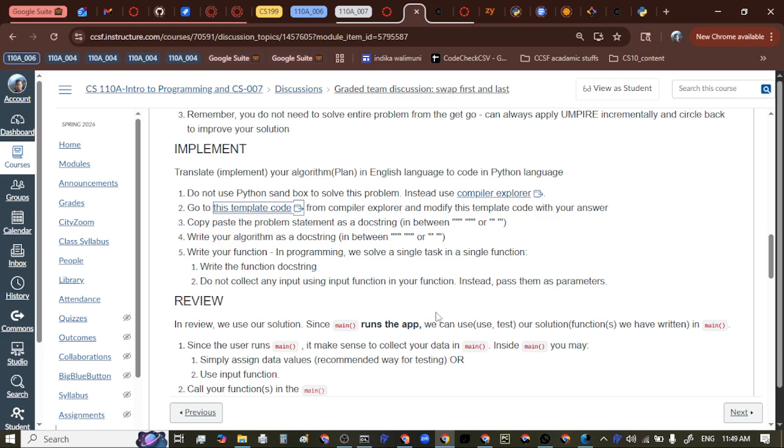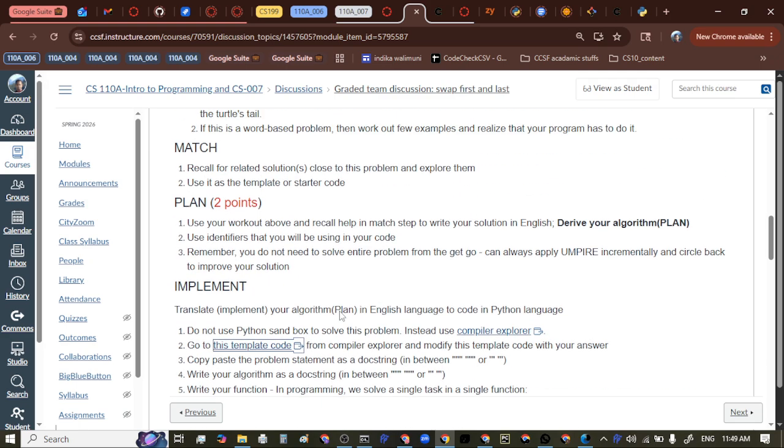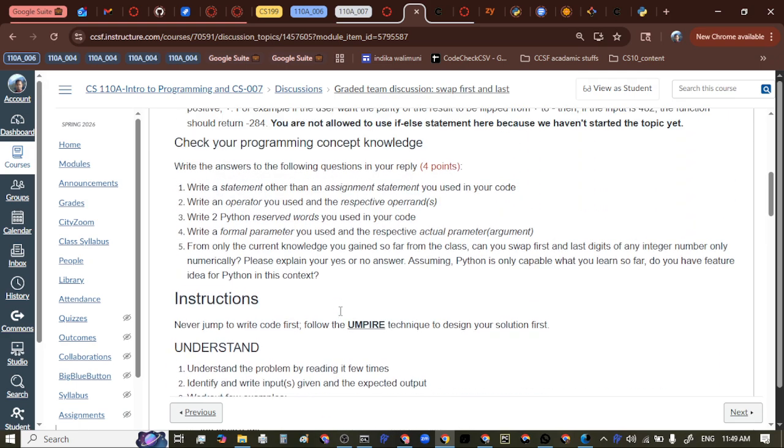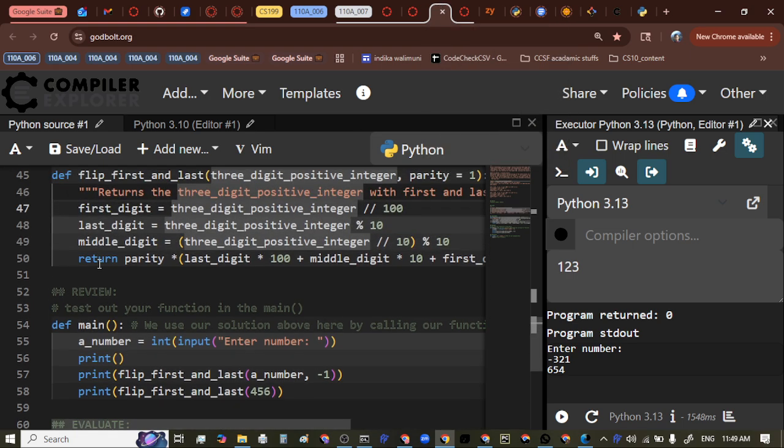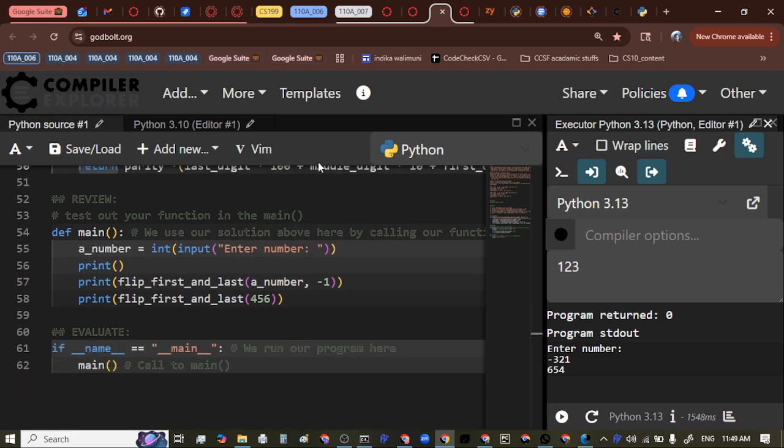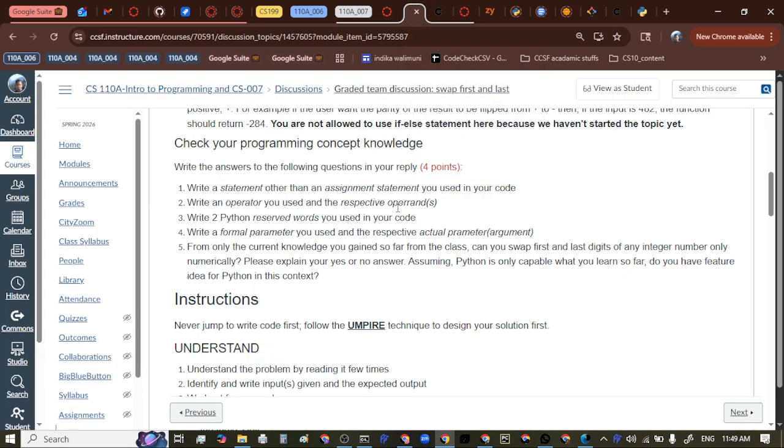Next question. All right. Write 2 Python reserved words. You know that, right? So def and return. There are 2 already here. Return is 1, and then this one is 1. We also have if here as well. That's also a reserved word.